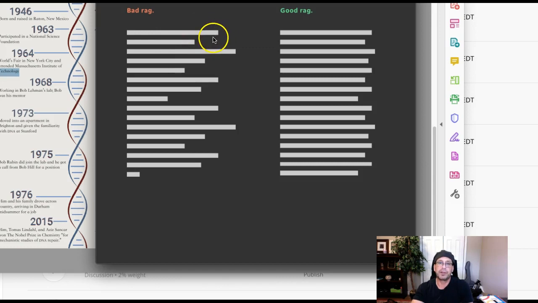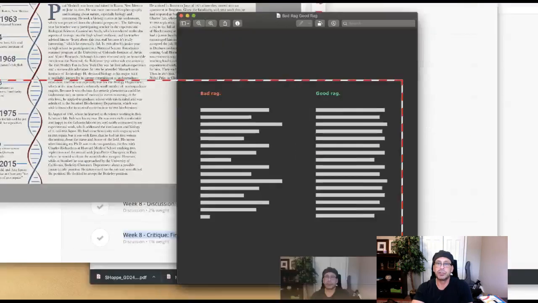Bad rags, there are 2 things to look for. A large difference between the longest and the shortest lines. You don't want that. And you don't want these kinds of angles like this angle here, and this angle here. This is a clean rag. This is what you're shooting for.